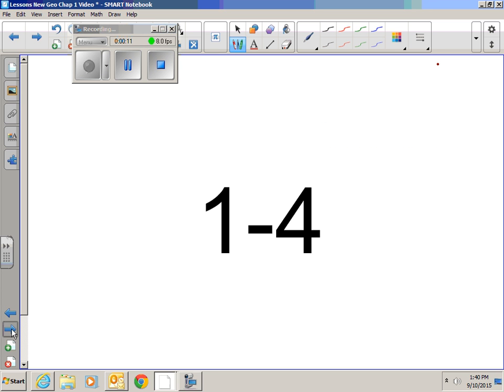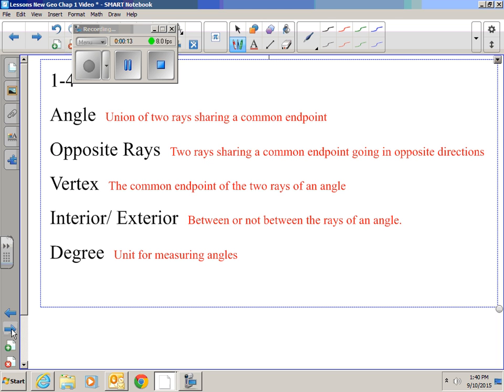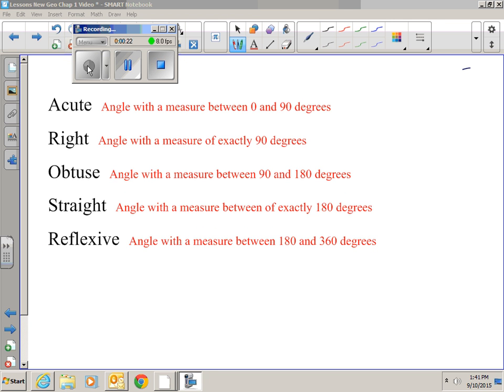Take a minute and just copy these definitions of words into your notes. You can stop the tape. Alright guys, you can continue to copy these notes down. Just put these into your binder.